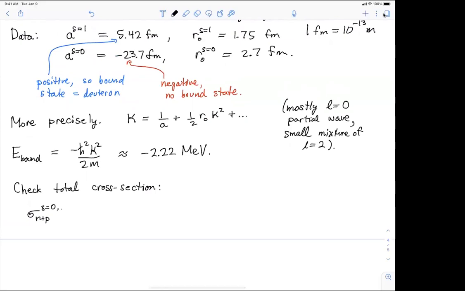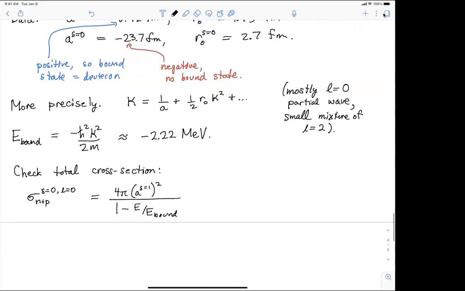And we're doing L=0 as an approximation. And so that's going to be 4 pi times the scattering length in the s=0 channel squared, over 1 minus E over E bound. Okay, and then you just plug in the numbers. This turns out to be 3.69 barns over 1 plus, remember E bound is negative, so this is 1 plus E over 2.2246 MeV.